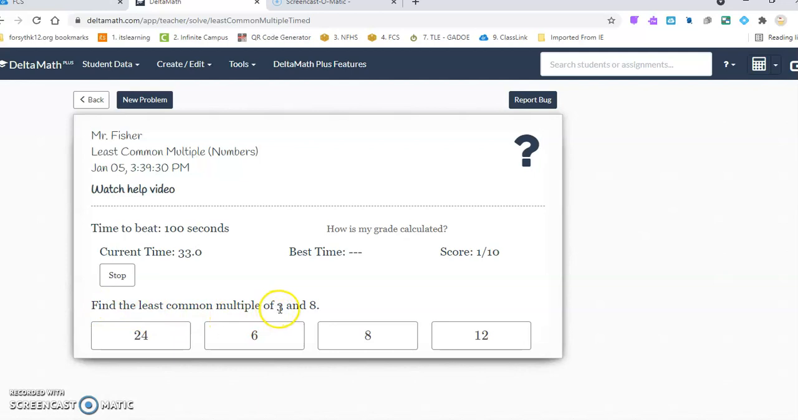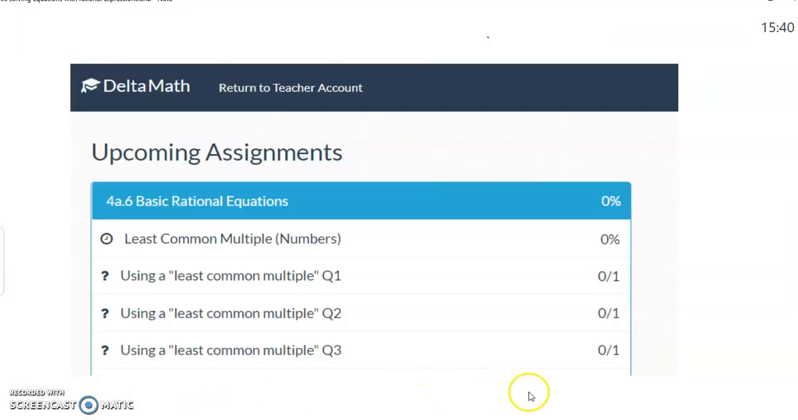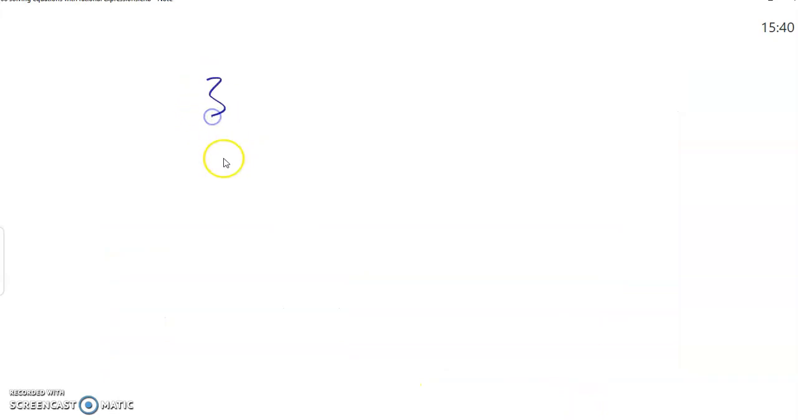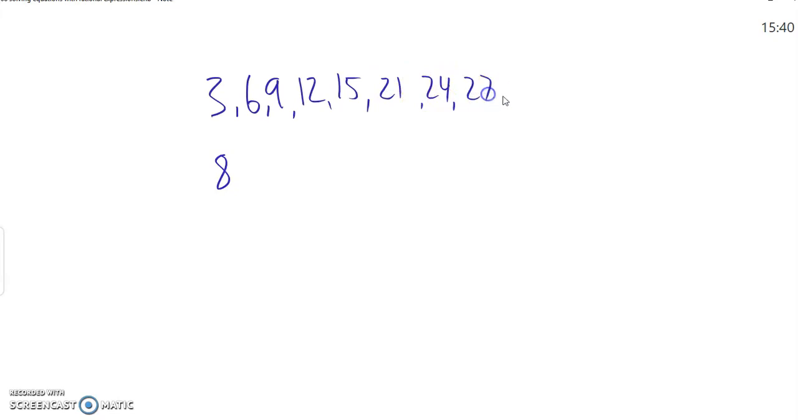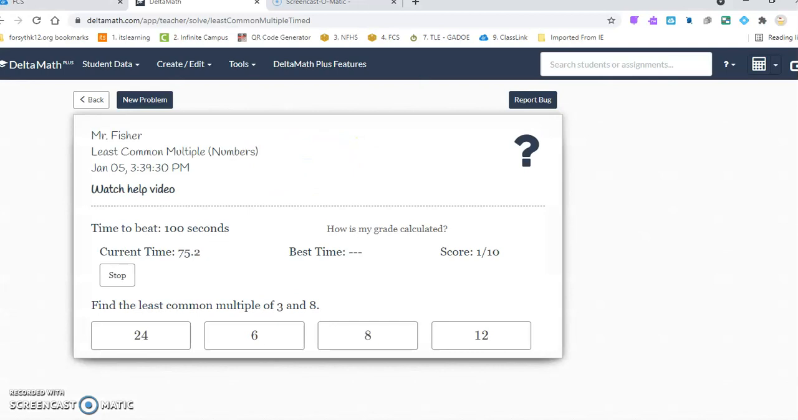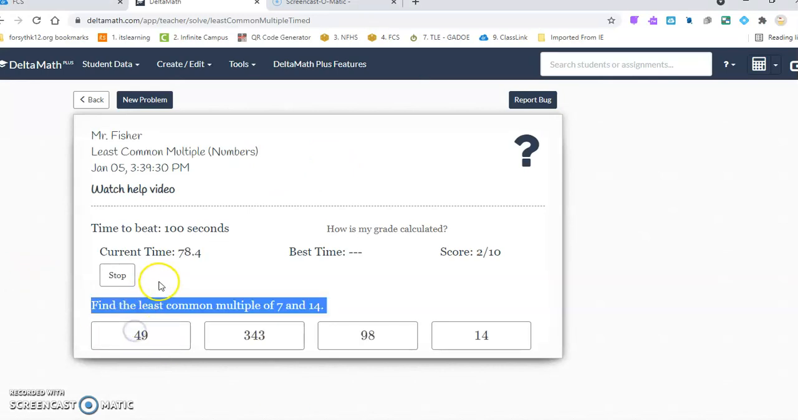Now find the least common multiple of 3 and 8. I know that timer's bugging me too, so I'm popping back over here. Well, the multiples of 3: 3, 6, 9, 12, 15, 21, 24, 27, 30. Hopefully it'll be in this list. 33, 36. Okay, 8: 8, 16. Didn't see 16 up there. 24. Oh, there it is. So 24 is my lowest common multiple. Let's see if my timer ran out. It did not. So 24 is the lowest common multiple.